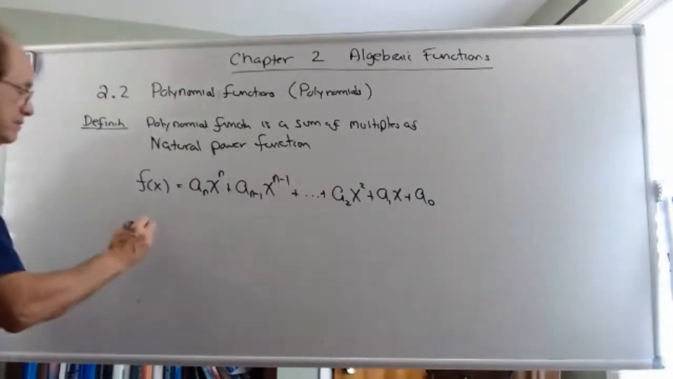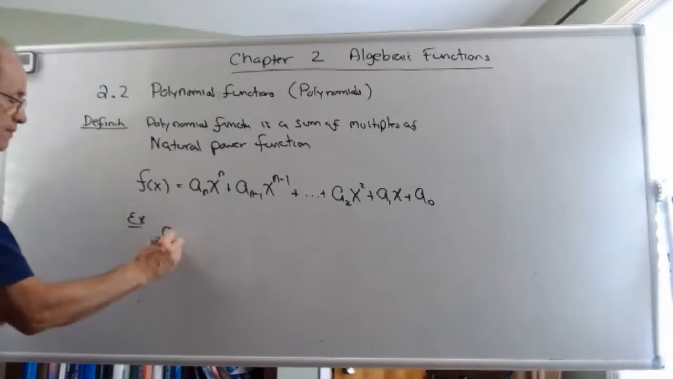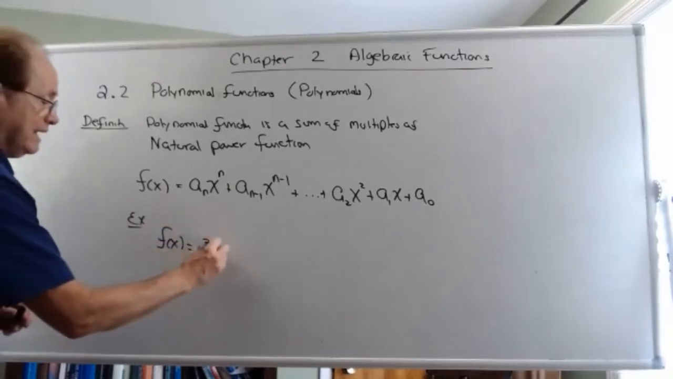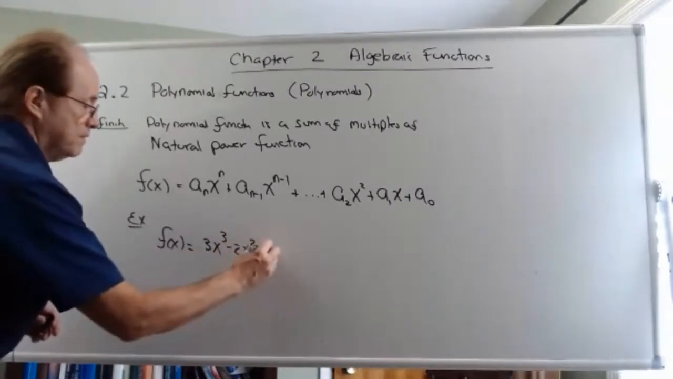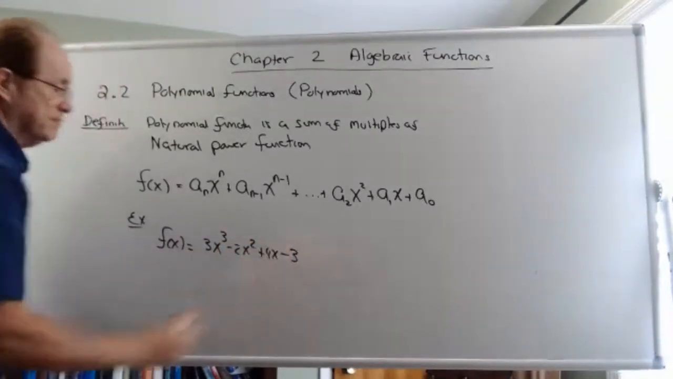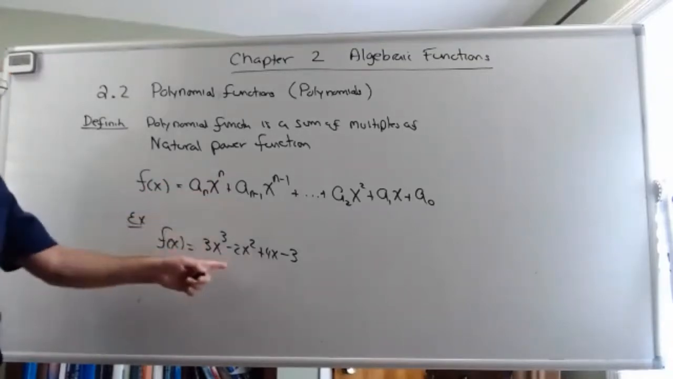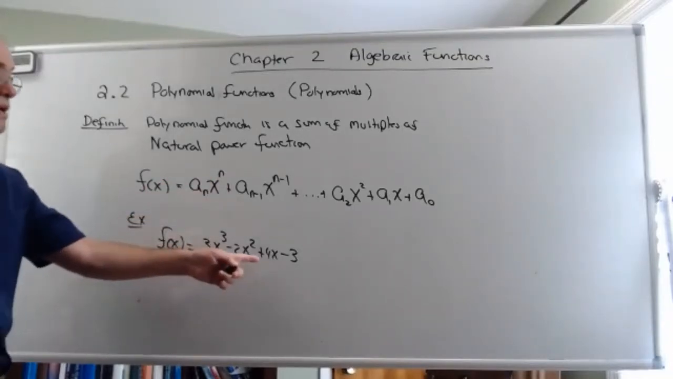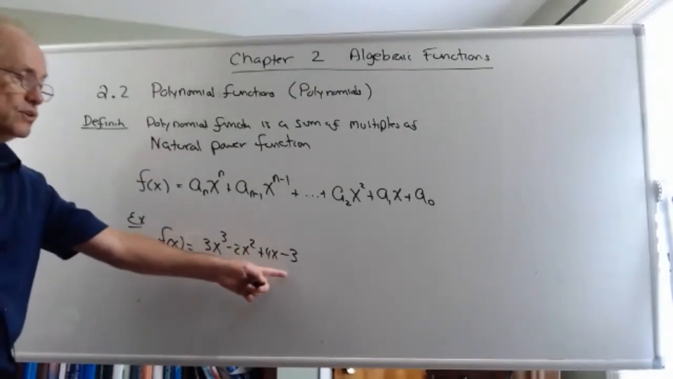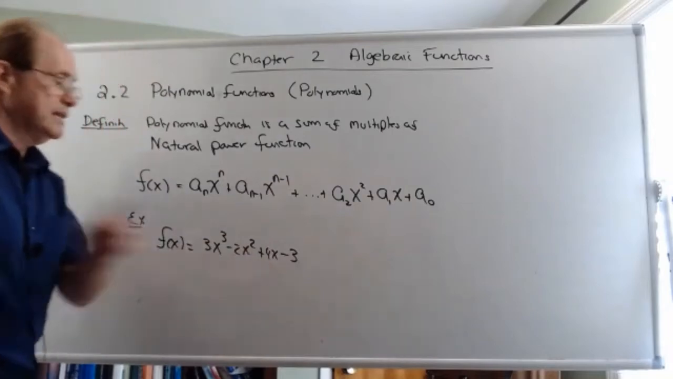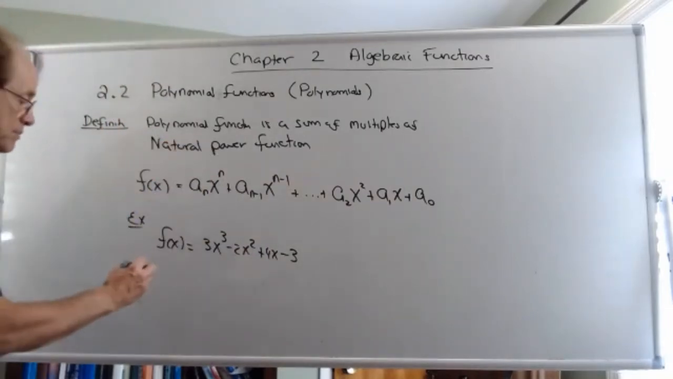So for example, this is an example of a polynomial function. 3x cubed minus 2x squared plus 4x minus 3. Here, a sub 3 is 3, a sub 2 is negative 2, a sub 1 is 4, and a sub 0, the constant term, that's always the constant term, is negative 3. That's all it is. Now you can be missing terms.